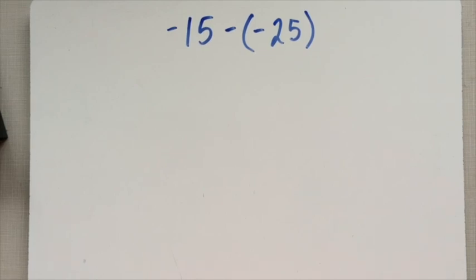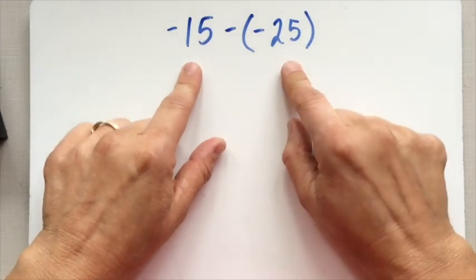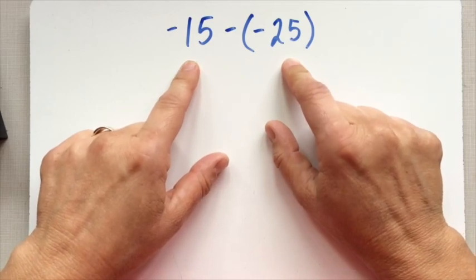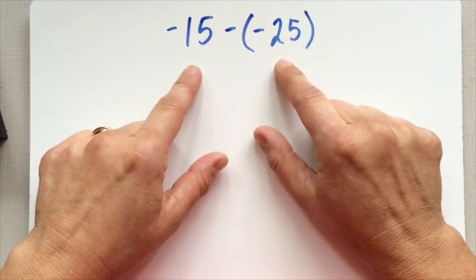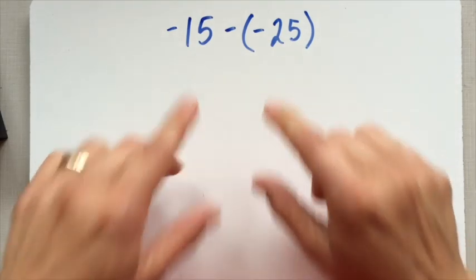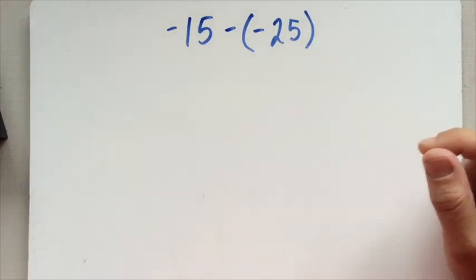Problem for you to try on your own. Negative 15 minus a negative 25. Now these numbers are going to be too big to use the tiles, but I'd like you to set it up as if you're going to use the tiles and think about what the tiles would look like even if you're not counting them out. See if you can use that to solve this one.